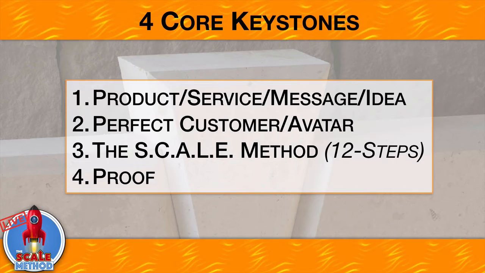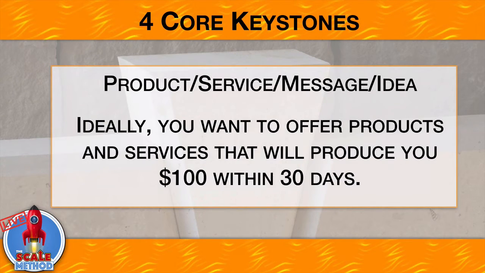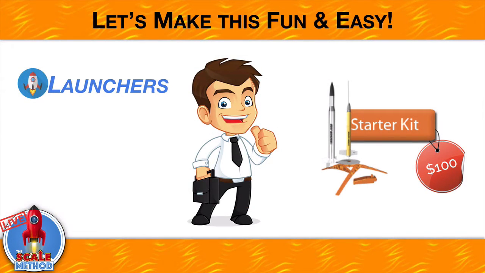Now, once you have those 2 things figured out, you're going to go through all 12 steps of the scale method. But just remember, each step is quantifiable. That means proof. Everything that we do, we can prove, did it work? Did it not work? Or as I like to say, did we successfully prove it didn't work so we won't do it again? So your product, service, message, or idea, ideally you want to offer products and services that will produce you at least $100 within 30 days. So for instance, well, Launchers has a starter kit for $100.